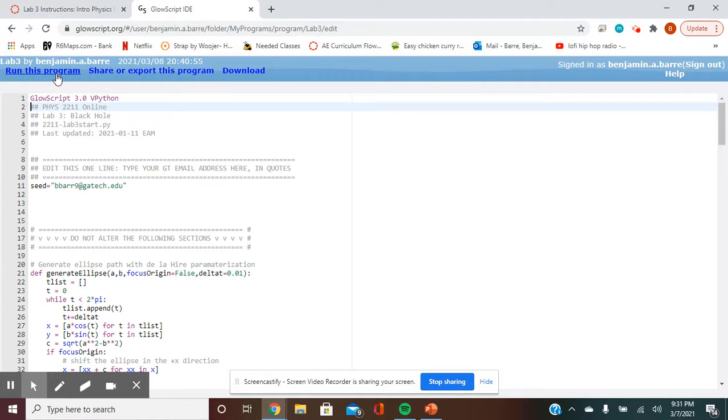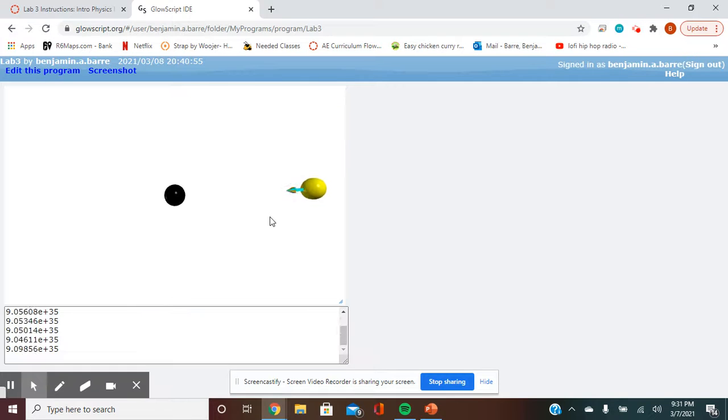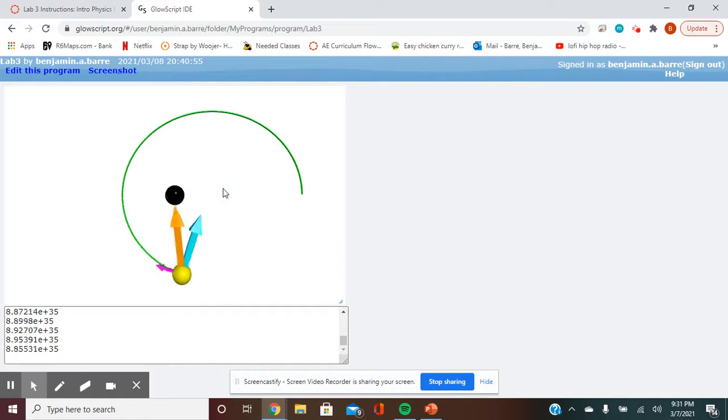And from here, I can show you running of the code. And at the bottom, we are given our f net parallel, and f net perpendicular.